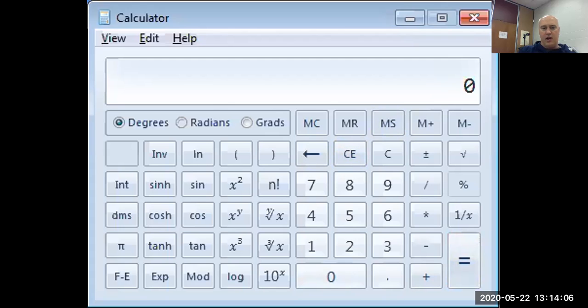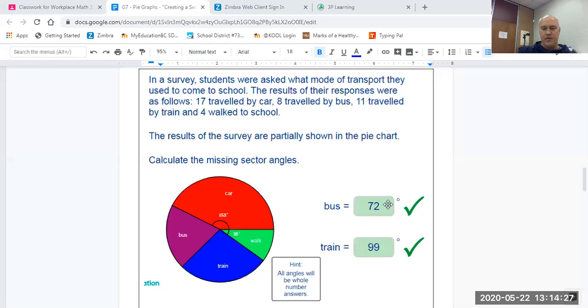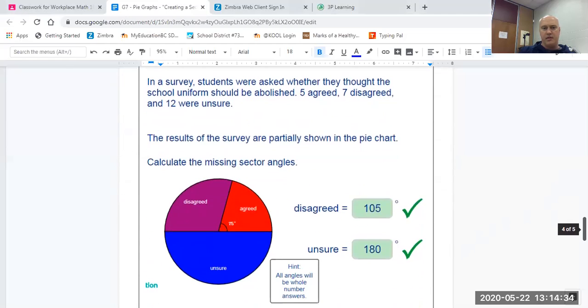Likewise, there were 11 that traveled by train, so we're going to take 11, divide it by the total number we came up with, which was 40, and then multiply that by 360 to get our degrees for that, which is 99 degrees. So 72 degrees for the bus, 99 degrees for the train. So if we go back here now, that's why we have 72 degrees for the bus and 99 for the train. So let's take a look at a couple more examples. Hopefully this is starting to make sense.